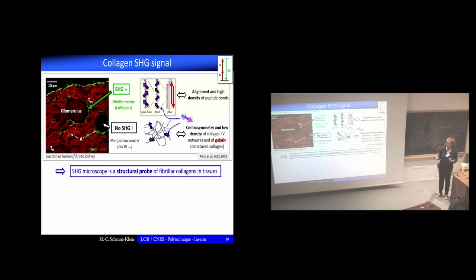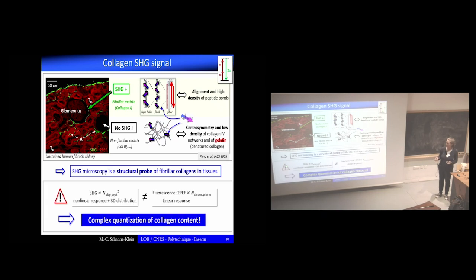So it means that we have a structural probe of fibrillar collagen in tissues, but it's complicated because the signal is proportional to the square of the number of aligned peptides. So it's a nonlinear response that is sensitive to the 3D distribution. For example, at the fiber scale, there may be two fibrils within the fiber that have opposite polarity, and we have no signal, while still we have some collagen. It's completely different from fluorescence, which is incoherent. In that case, we add the intensities of all fluorophores, and it scales linearly with the number of chromophores, so it's much easier to quantify the signal.